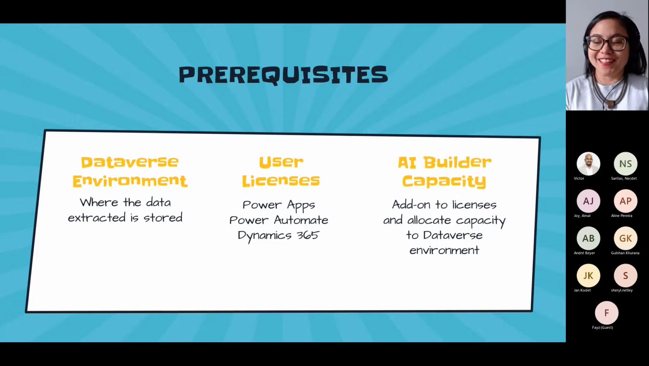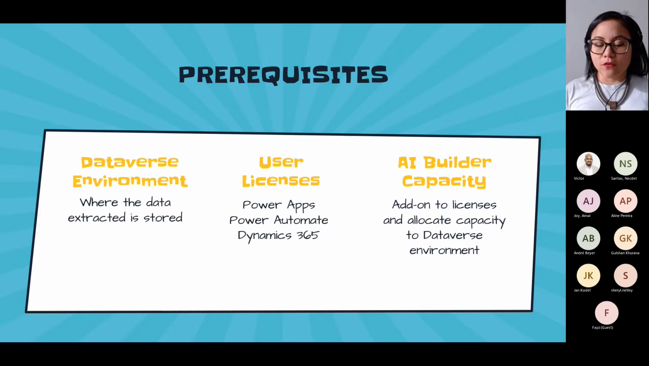It's going to be Dataverse, the place where the data is going to be stored when the AI Builder form processing model analyzes the form and extracts the data. And then in terms of the user licenses, you need either one of these three: Power Apps, Power Automate, or a Dynamics 365 enterprise license. And then you also need an AI Builder capacity add-on.